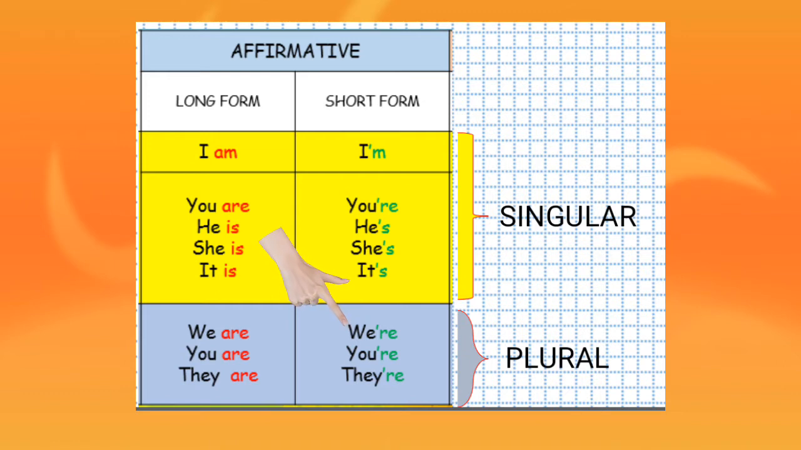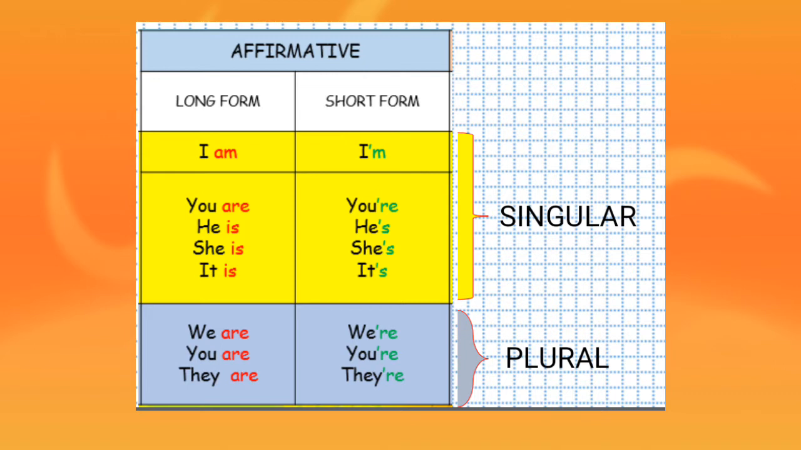Short form, we're, W-E apostrophe R-E. We're. Next, you are. Short form, you're, Y-O-U apostrophe R-E. Last, they are. Short form, they're, T-H-E-Y apostrophe R-E. Oh yeah, you might be wondering why there are two you in the table.